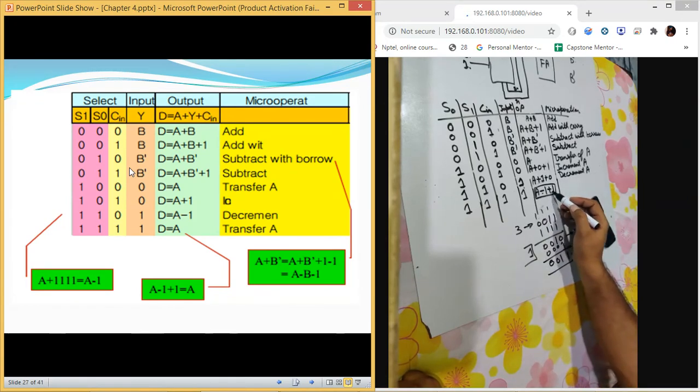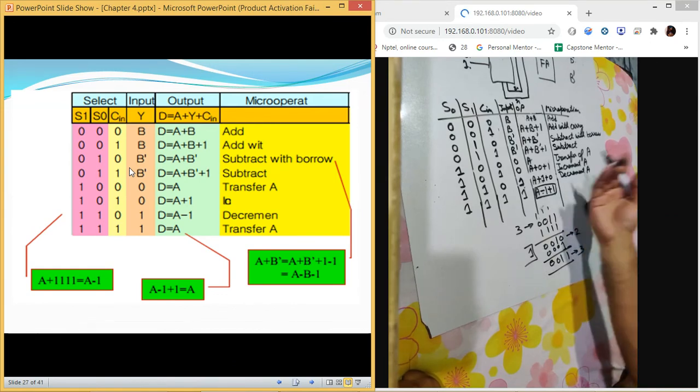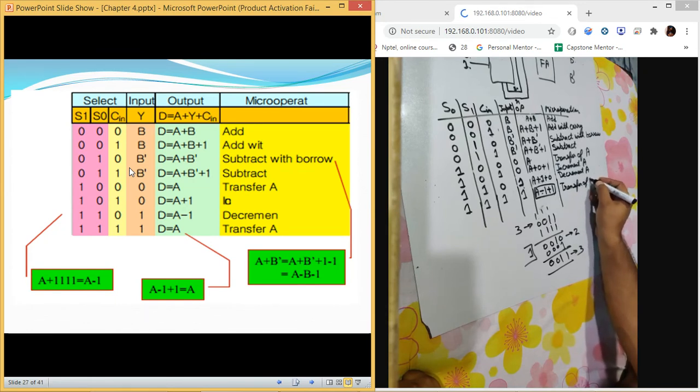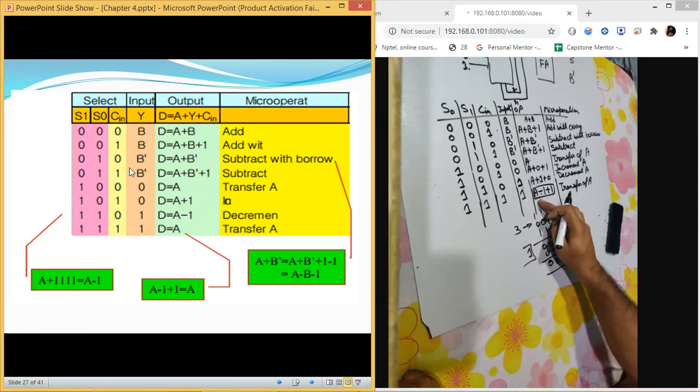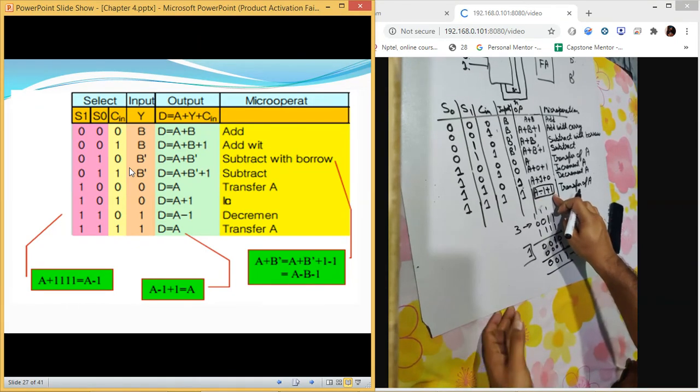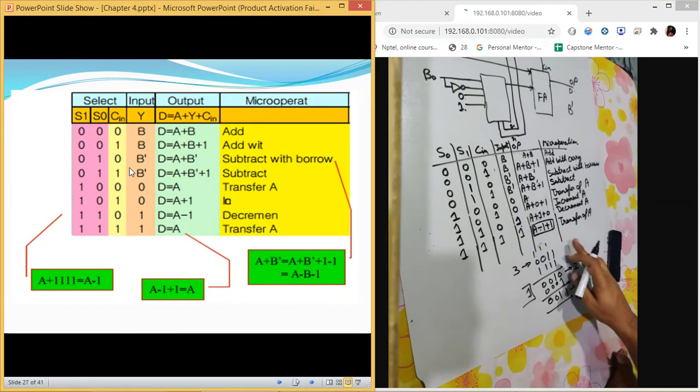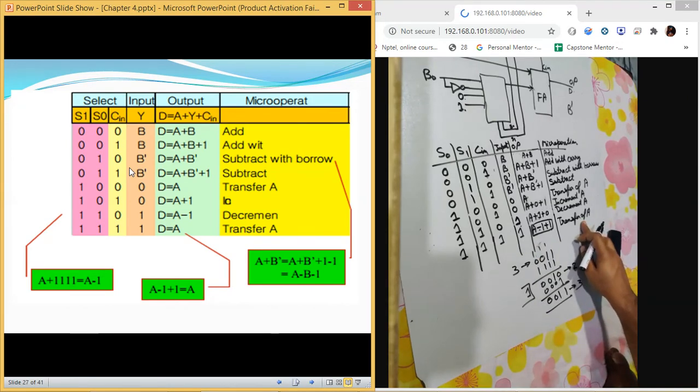So A minus 1 plus 1 is again A. So it is simply again an operation of transfer of A. So subtracting 1 and adding 1 to it will keep it as A only. So that is why this operation is transfer of A.